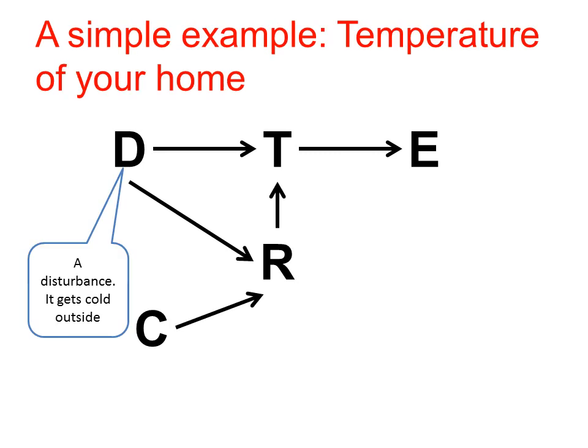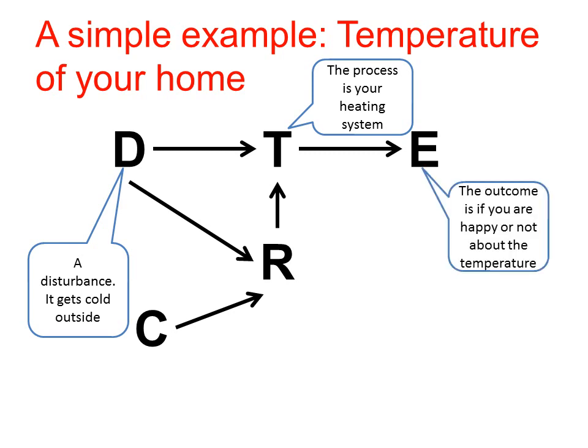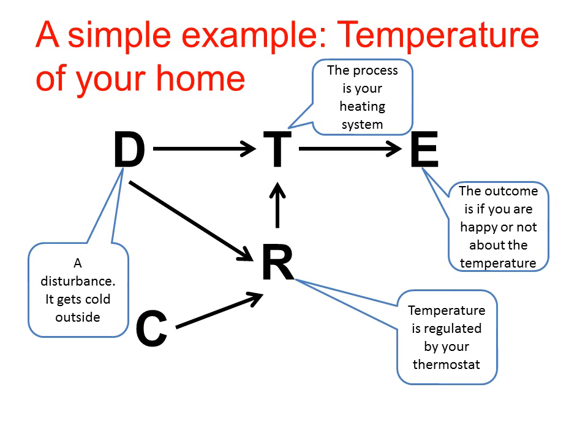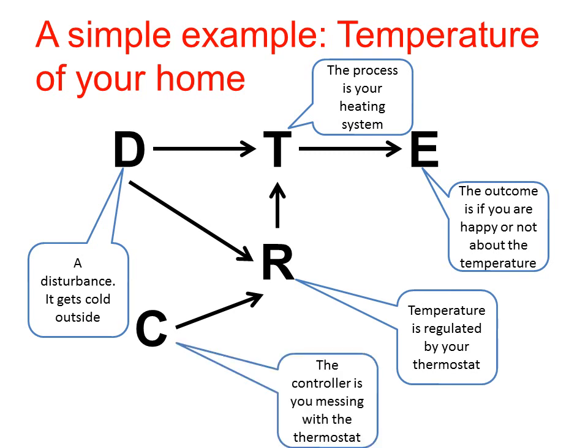Let's explain what Ashby meant using my very simple example. Here we have our disturbance, here we have our transformation, here we have our output. In this case we're modelling temperature in your home. So the disturbance is it gets cold outside. The process, the transformation, is actually happening in your heating system, and normally when it gets cold outside your heating will come on and warm your home up. The outcome is how happy you are or not about the temperature in your house. The regulator in this case is your thermostat in the home. Now you control the thermostat to make it hotter or colder depending on its reaction to the disturbance, the change in temperature.